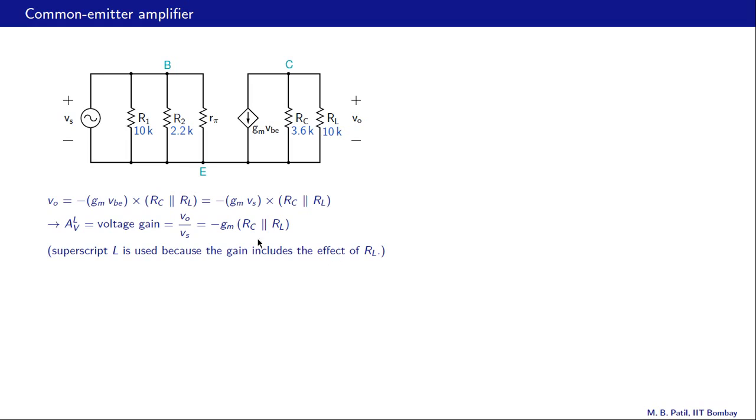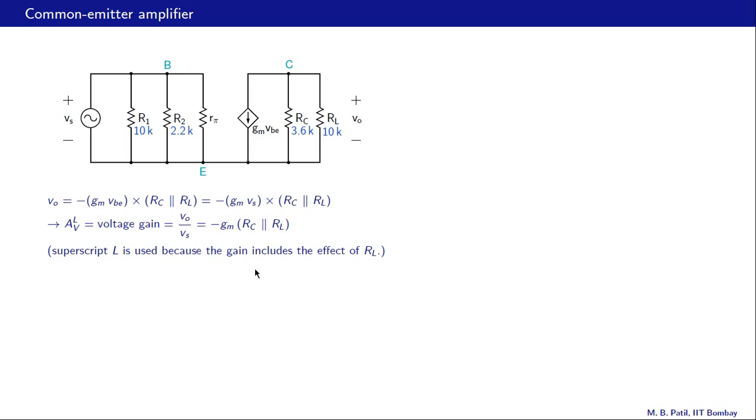So what is the voltage gain? It is VO by Vs, and we already have VO here in terms of Vs. So all we need to do is to take Vs on the other side, and then we get this expression for AVL. So that is minus gm times RC parallel RL. And as we can see from this expression, AVL does include the effect of RL here. If we change RL to some other value, this is going to change, and therefore AVL is going to change.